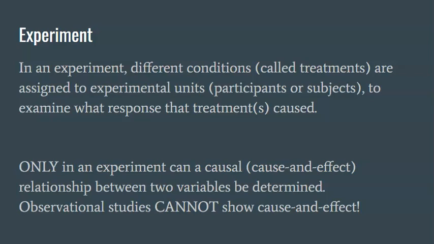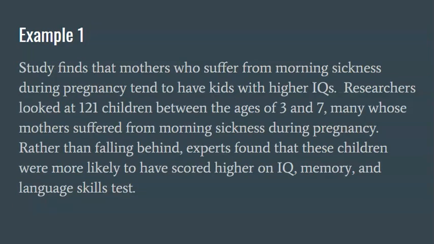So in an experiment, there's a lot more control and imposing of a treatment, whereas in an observational study, you are literally just observing people. So let's take a look at some examples right now, because this may be kind of fuzzy since we're learning it for the first time. Let's look at a couple examples and try to determine whether they are observational studies or experiments. All right, so here's example number one.